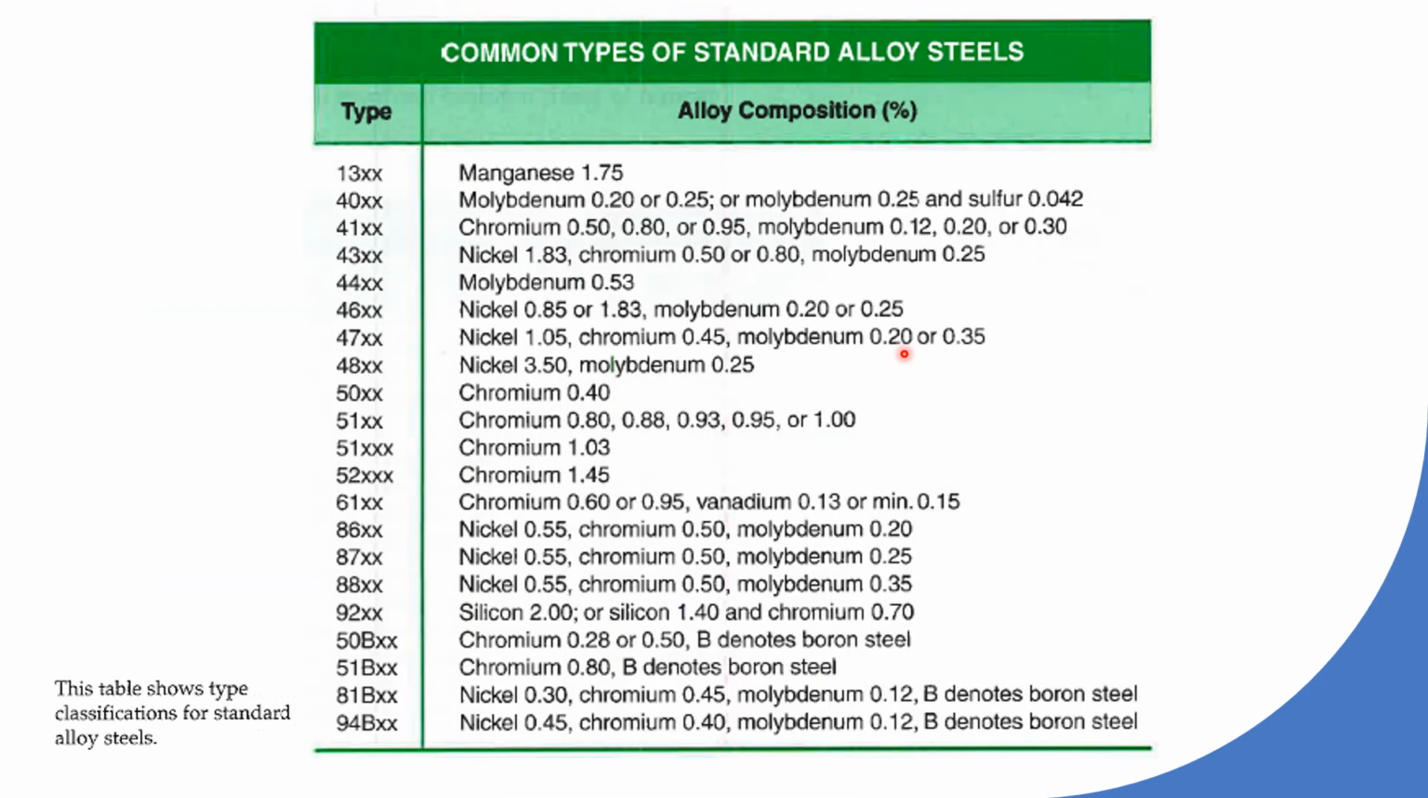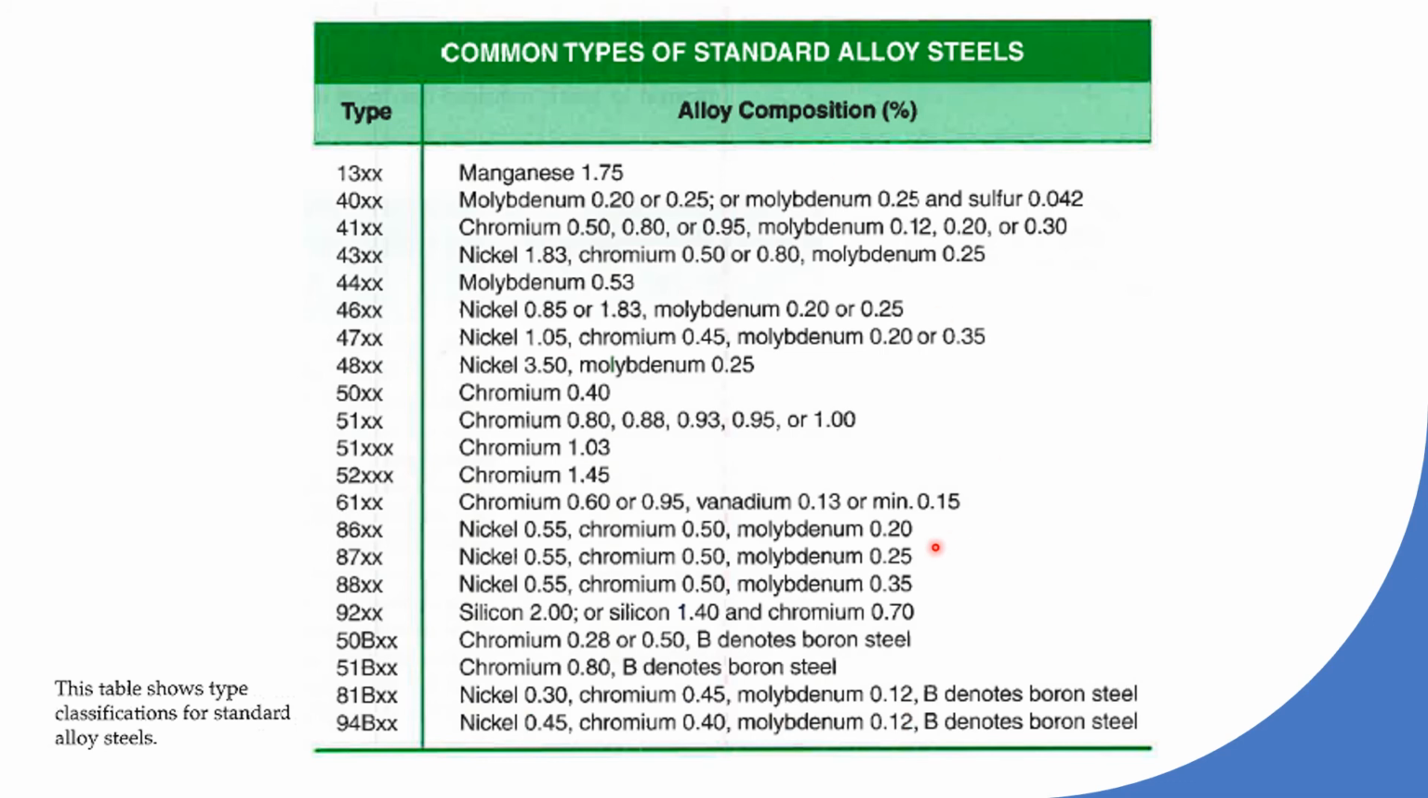Okay, next table. No need to remember any of it. This is just showing you the classification for standard alloy steels. Here is the composition in percent. Here's the type, and we have these alloy elements: manganese 1.75%, molybdenum we can put at 0.2% to 0.25%. You can also add sulfur, chromium, nickel, and silicon.